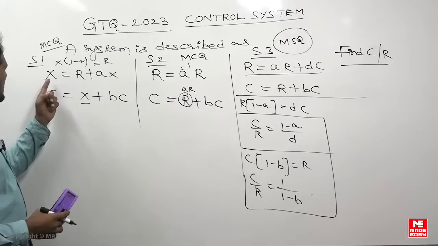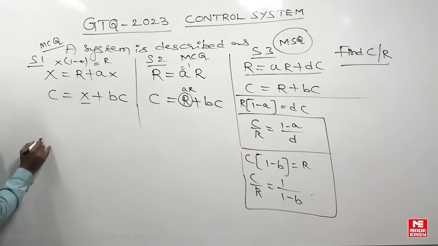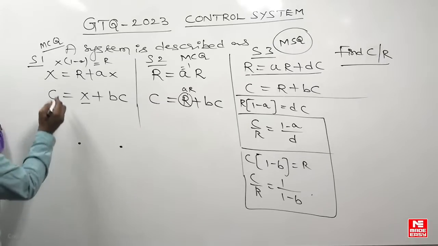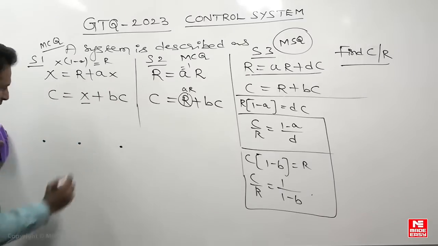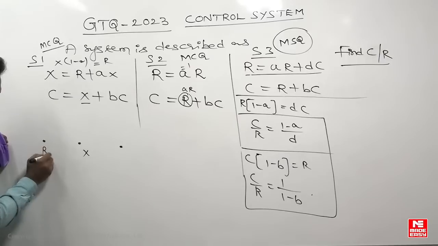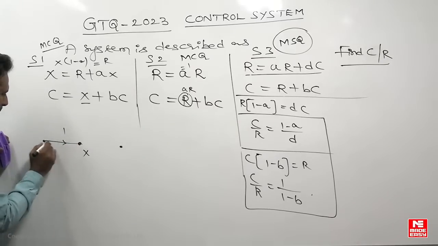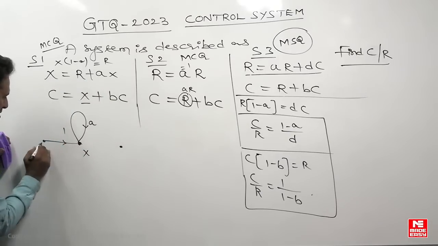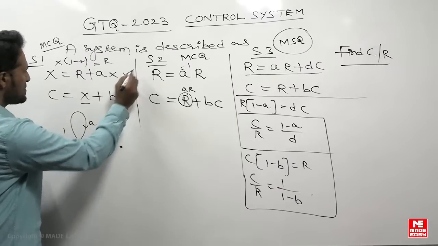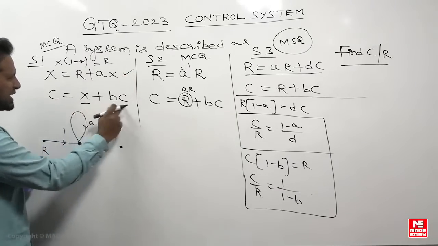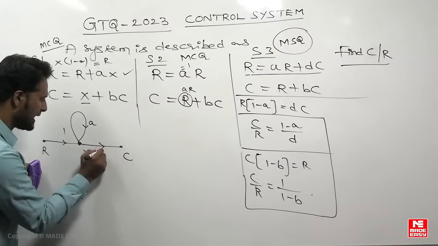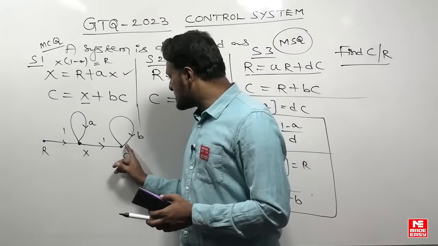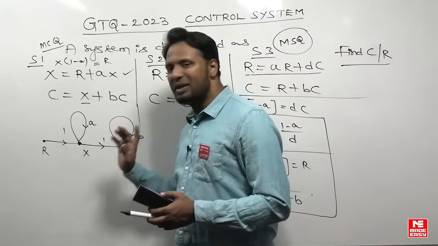See, we got three variables. One variable is X, second variable is R, third variable is C. So, let me have R, X, C. X is equal to R plus AX. I have implemented this equation. This equation, C is equal to X plus BC. If I call this C, it is X plus BC. C is equal to X plus BC. So, these two equations are implemented here.